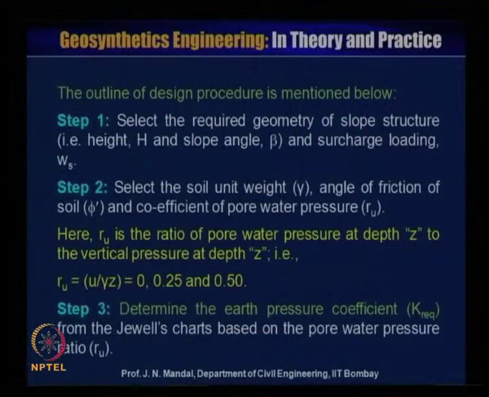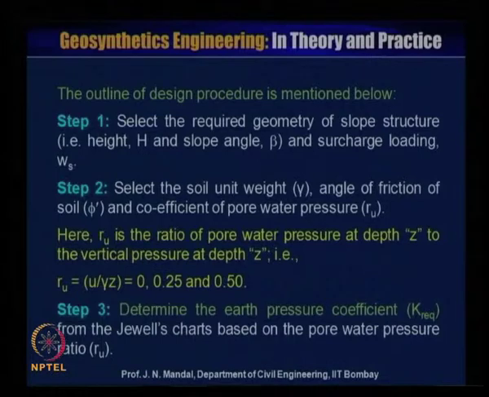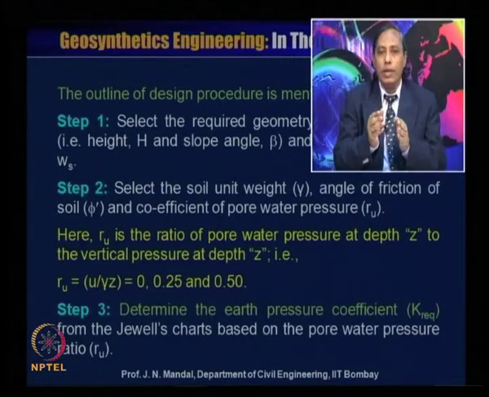The outline of the design procedure is mentioned below. Step 1, select the required geometry of the slope structure, that is the height H, the slope angle beta and the surcharge loading Ws. Step 2, select the soil unit weight, the angle of friction of the soil phi dash and the coefficient of pore water pressure Ru. Here Ru is the ratio of pore water pressure at depth Z to the vertical pressure at depth Z, that is Ru equal to u by gamma Z. That value may be 0, 0.25 and 0.50.